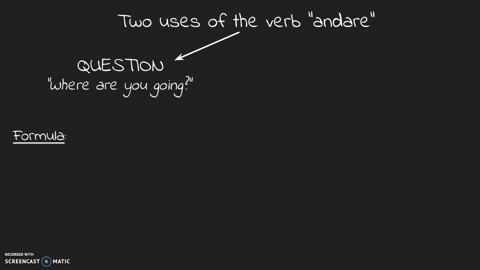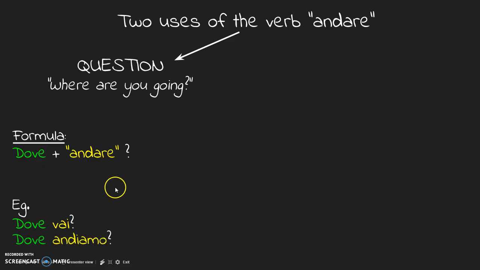So we have a little formula that we can use to form a type of question like this. We use dove, which means where, plus the correct form of the verb andare, and of course a question mark because it is a question. Some examples. Dove vai? Where are you going? And dove andiamo? Where are we going?